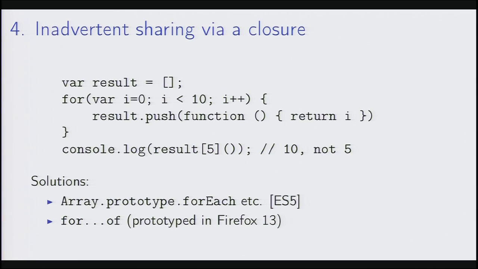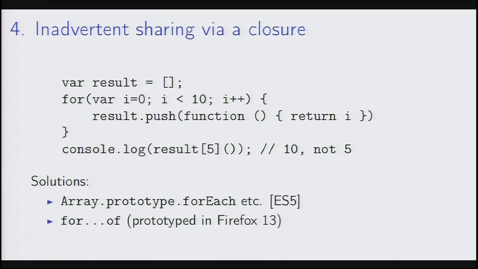Fourth, if you create a function, especially inside a loop, you often have inadvertent sharing. And if we look at this code here, there is a loop that creates 10 functions. And all of these functions share the loop variable. So no matter what function you invoke afterwards, it's always going to return 10, which is the final value of the loop variable.